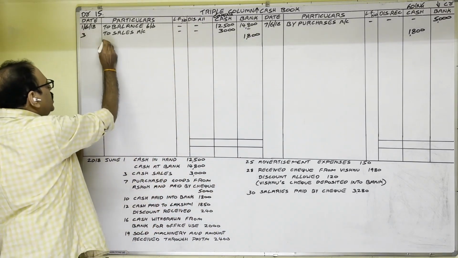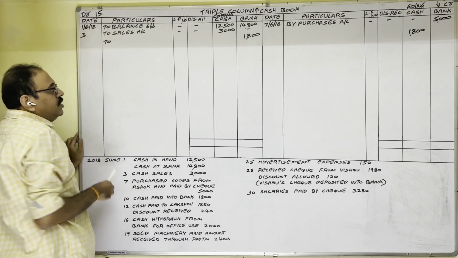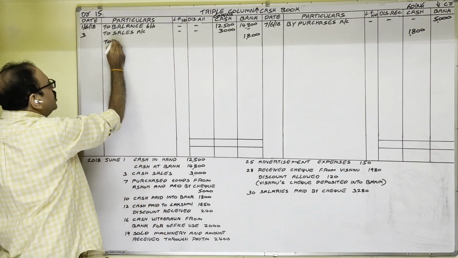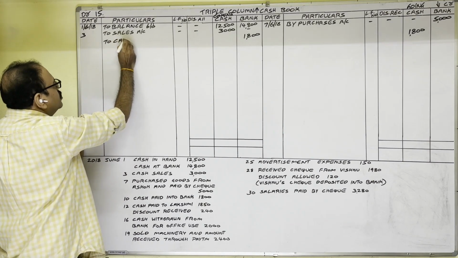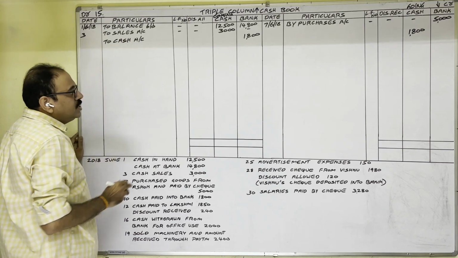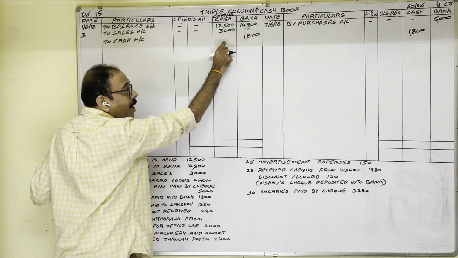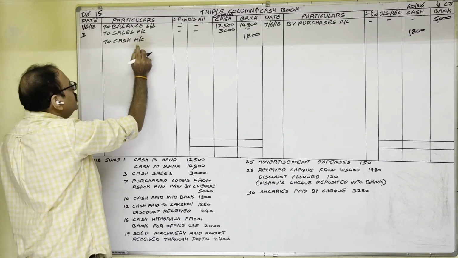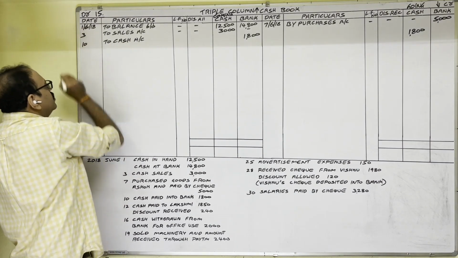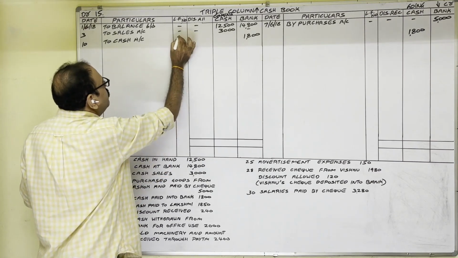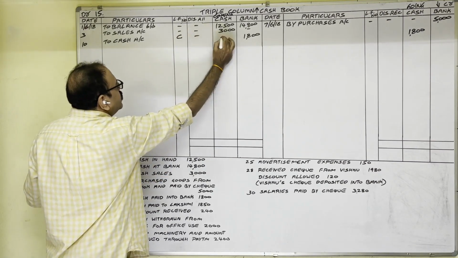And in particulars column what to write? When amount is in bank column, we should write cash account. To cash account. Suppose we wrote this amount in cash column. Then what to write here? To bank account. Date is 10th. As this is contra entry, to indicate that in LF number column C letter we should write.